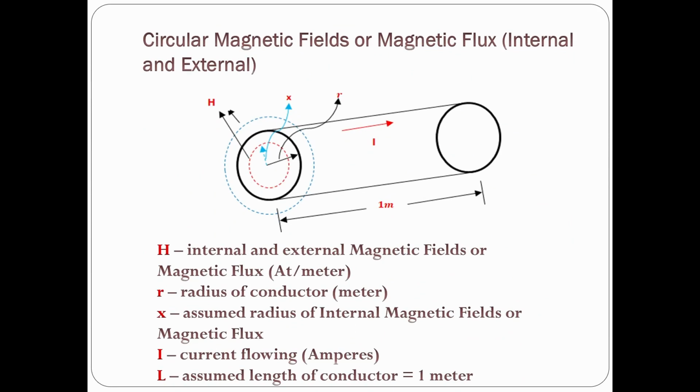To start with our derivation, we will first assume a conductor 1 meter long and with radius r. This conductor has current flowing in it. That's why it generates a magnetic field H, internal and external to the conductor. Since we are deriving the internal inductance first, we assume that the internal magnetic field is in a circular path, which is the red dashed lines. Since it is circular, we will assign its radius as x in meter.